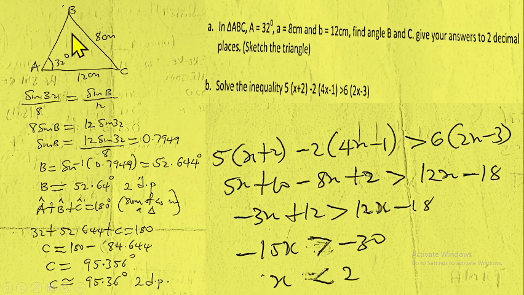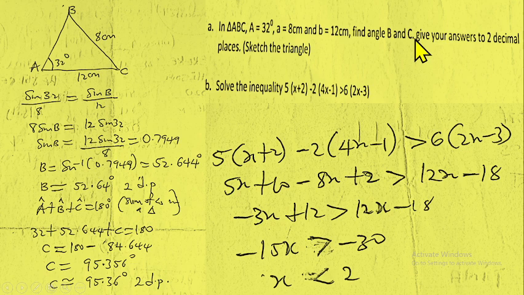And what's the sine rule? Sine of this angle over this side equals sine of the angle we are looking for over the side facing it. Sine 32 over 8 equals sine B over 12. From there, you can cross multiply. If you cross multiply, this equals 8 times sine B. Then you can divide both sides by 8. You have sine B equals this. That gives us 0.7949. Then to find B, find the sine inverse of this. That gives us 52.644 degrees. But the question wants it in two decimal places, and that should give us 52.64 degrees to two decimal places.